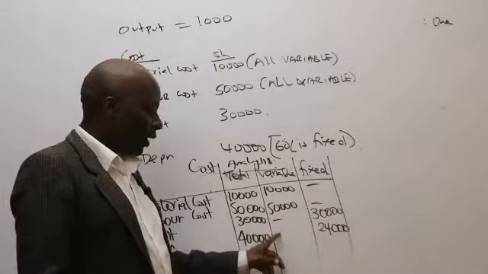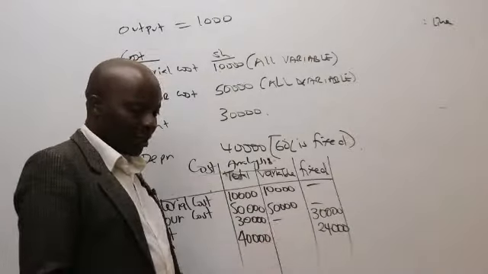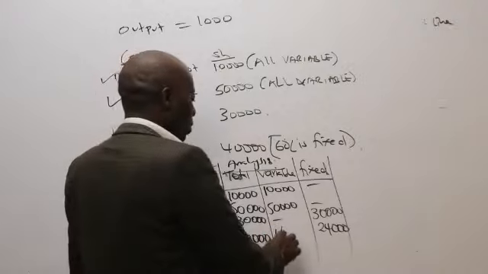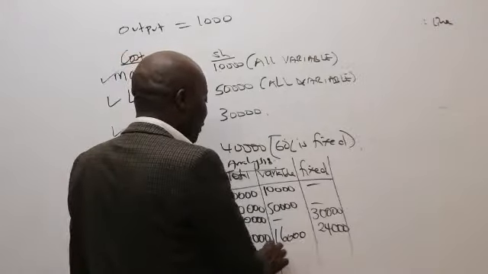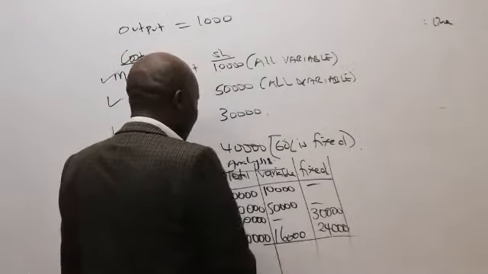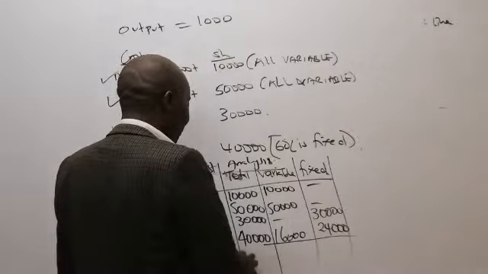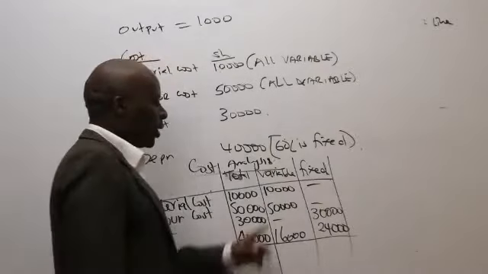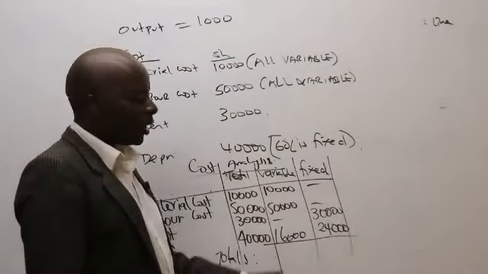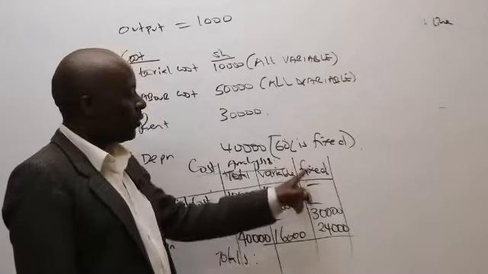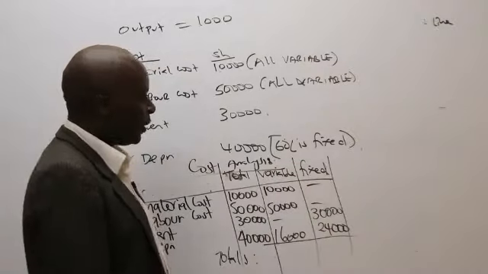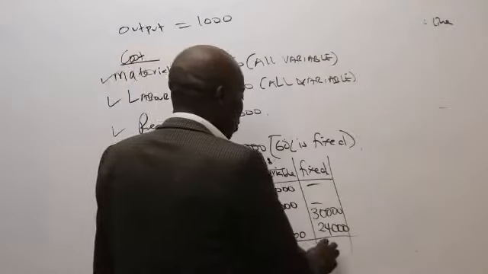So what is this variable depreciation? Variable depreciation, I'm being told, is 16,000. So, ladies and gentlemen, if that is the case, please come and give me the totals here. We start with total variable cost. Give me the total fixed cost.